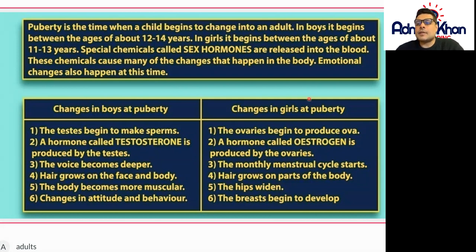Let's have a look at some of the changes in puberty for girls. So the ovaries begin to produce ova. A hormone called estrogen is produced by the ovaries. The monthly menstrual cycle starts, and the hair grows on parts of the body. The hips will widen and curve, and the breasts begin to develop.